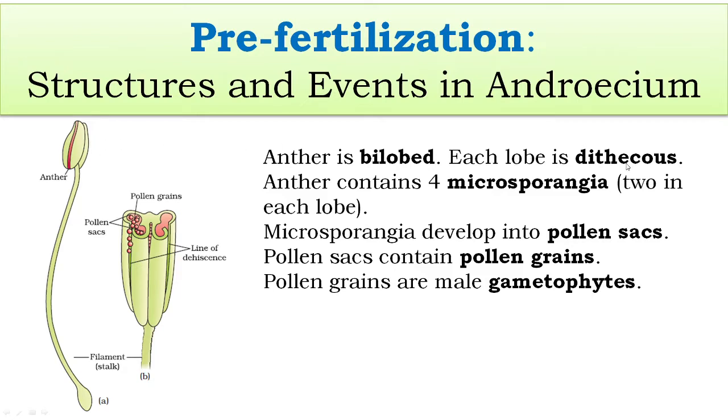Each lobe is dithecous, which means each lobe contains two theca. Theca means covering. So each lobe is dithecous, and the anther contains 4 microsporangia, right? The anther contains 4 microsporangia. This is very important. You have to remember this, right?